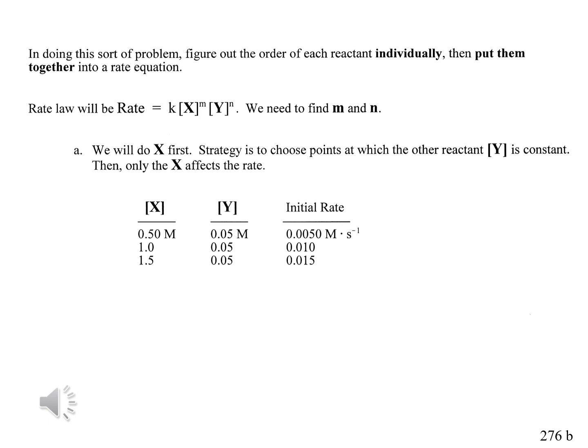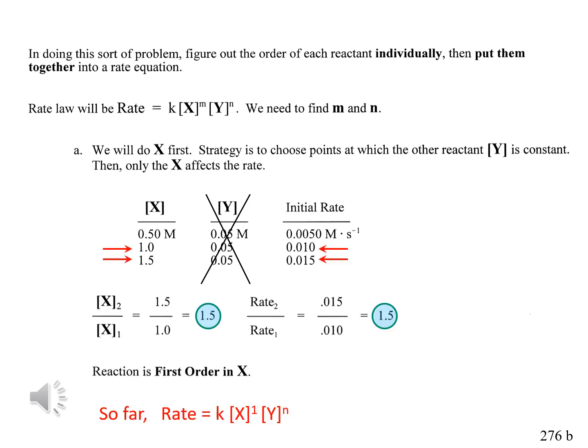Here I copied from the data the 3 points where y is constant, and then you can get the order in x. Since the y values are constant, y can't affect the rate, and so we can use the x values to get the order in x. Because y didn't change, you can cross it out because it's not going to affect the rate. Then you can pick 2 points for x and rate and do the ratio technique.